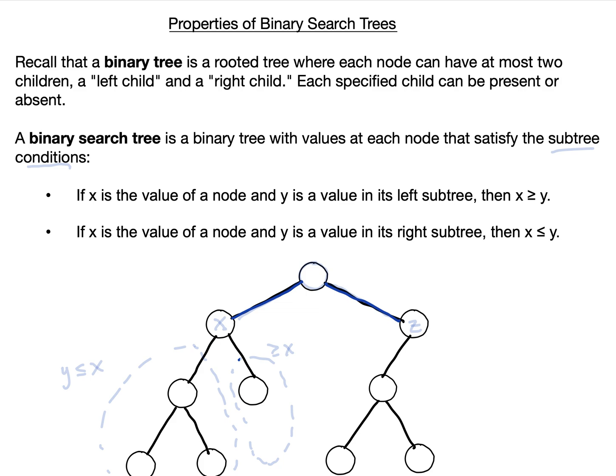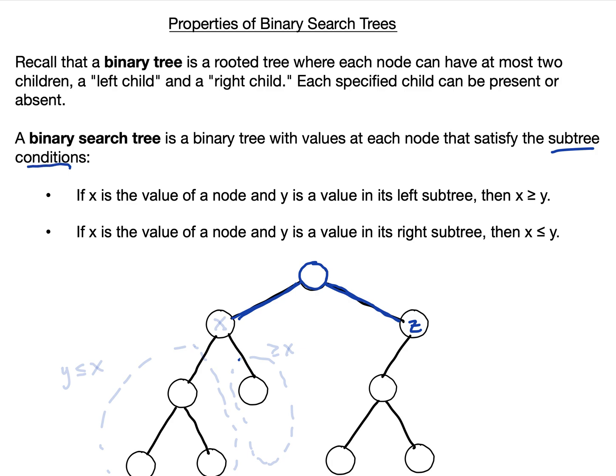So on the top, both of these children are present, but if we look at, say, this node, let's say that's called Z, then Z has a left child but does not have a right child, and that is okay. Now, a binary search tree is a binary tree, so it's rooted, and again, the root is drawn up at the top. It's rooted with values at each node or each vertex that satisfy the subtree conditions.